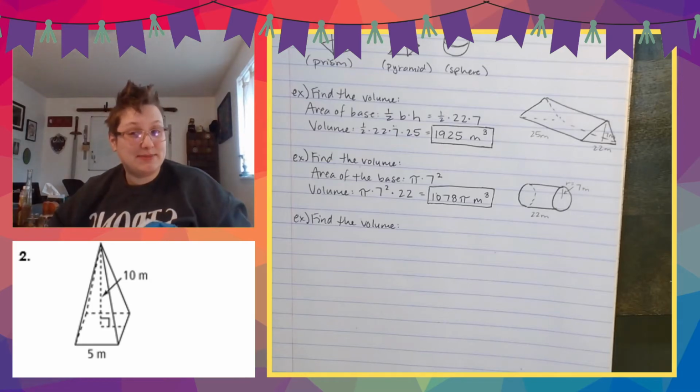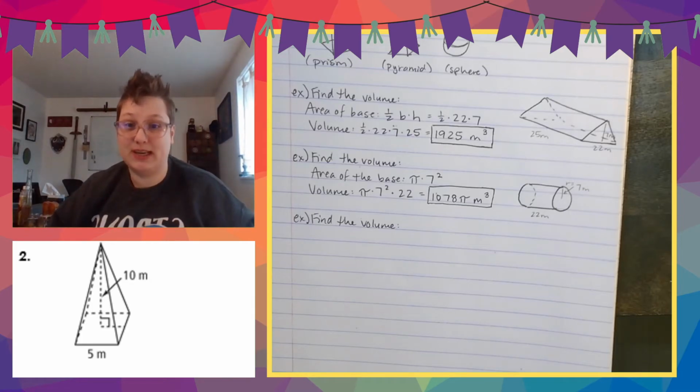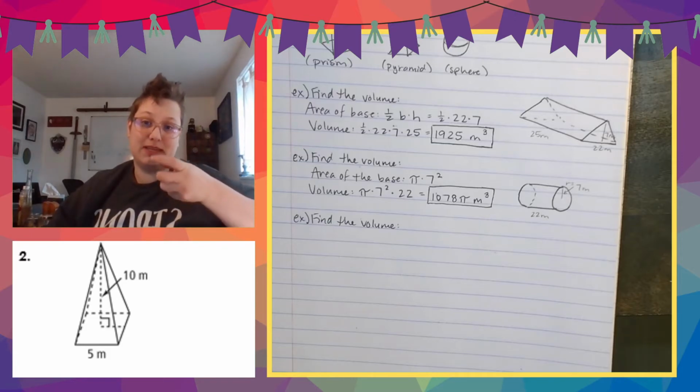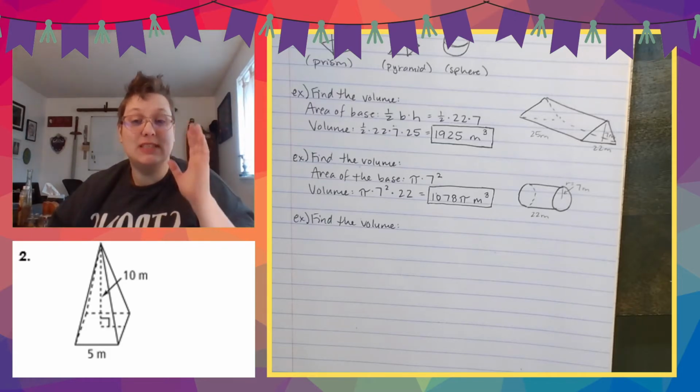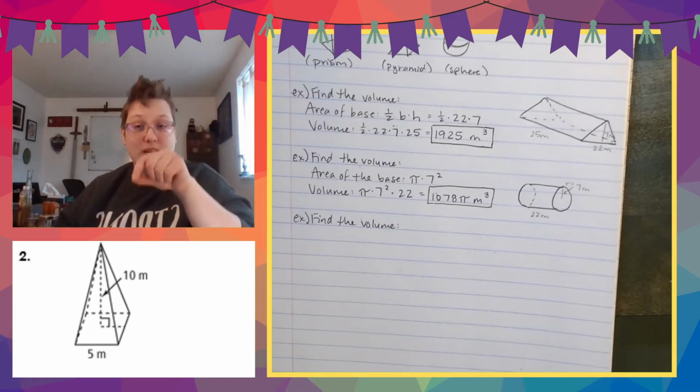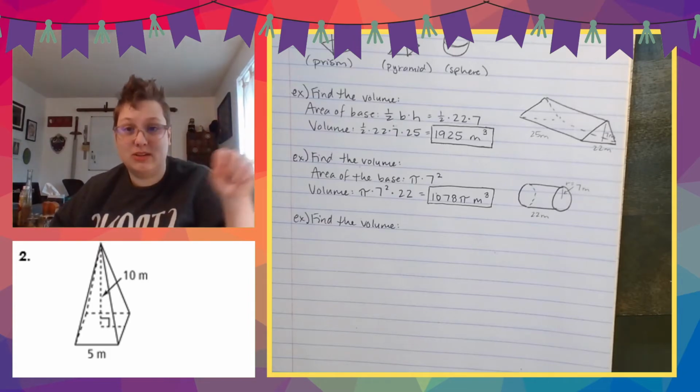This is a pyramid because it comes to a point. Okay, so the base of this pyramid is the 5 meter square, and then the height is the 10. You can tell it's 10 because it has the right triangle right in the middle of this.